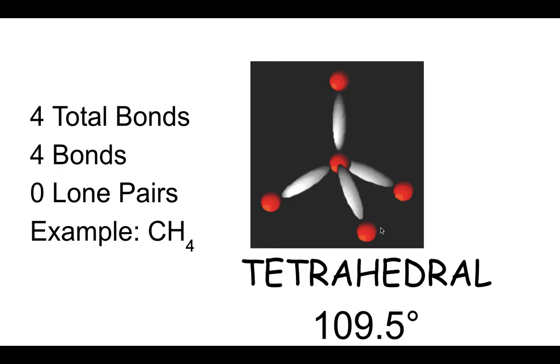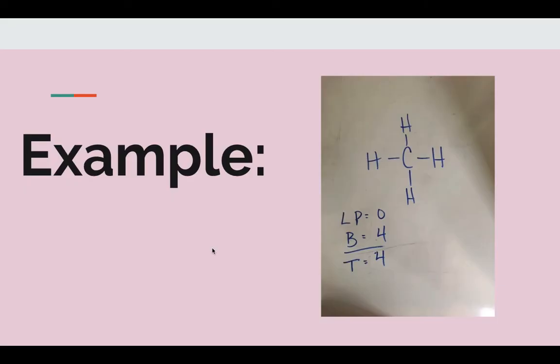Our next shape is tetrahedral. Tetrahedral has 4 total bonds. 4 bonds, no lone pairs. Our example is CH4. Here we have CH4. Carbon is our central atom. We have 1, 2, 3, 4 bonds that surround carbon. No lone pairs on carbon, so we would have a total of 4.